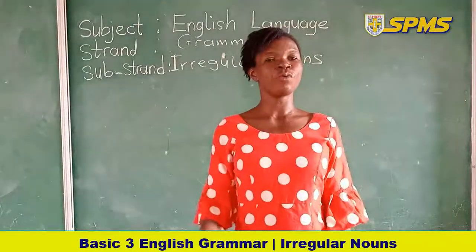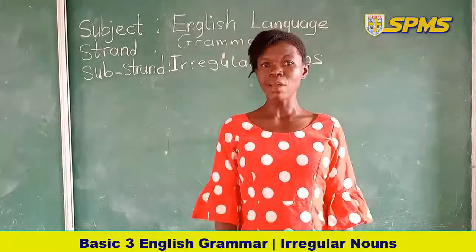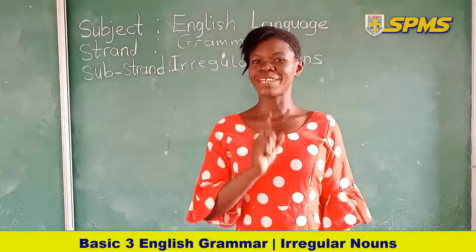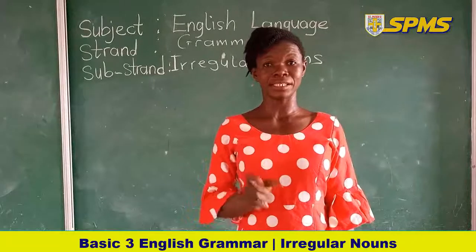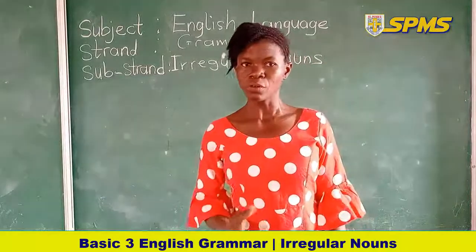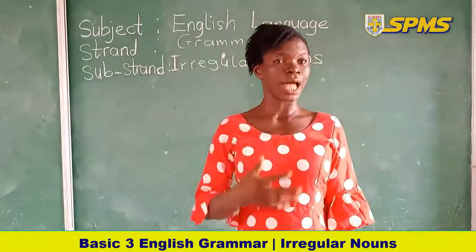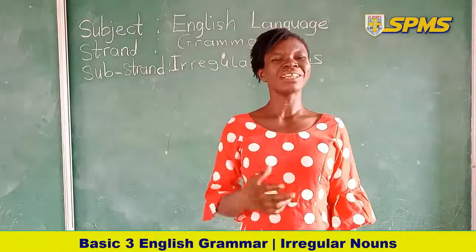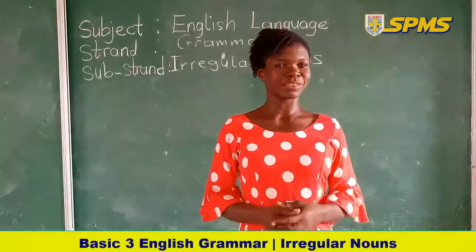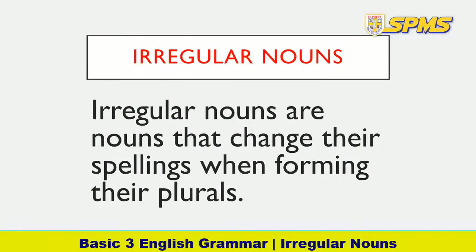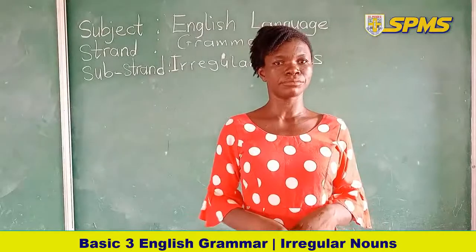Today, we are talking about irregular nouns. By the end of the lesson, you should be able to identify irregular nouns in sentences and also form plural irregular nouns. What then is an irregular noun? Irregular nouns are nouns that change their spelling when forming their plurals.